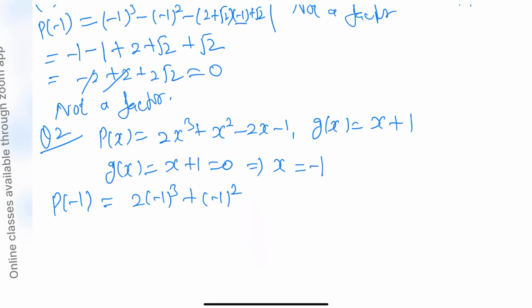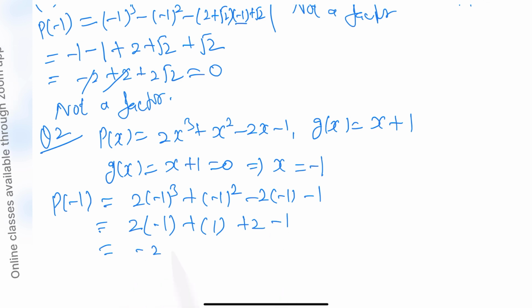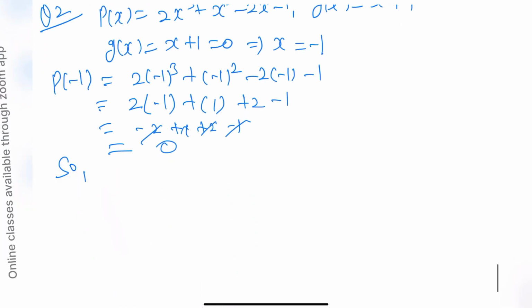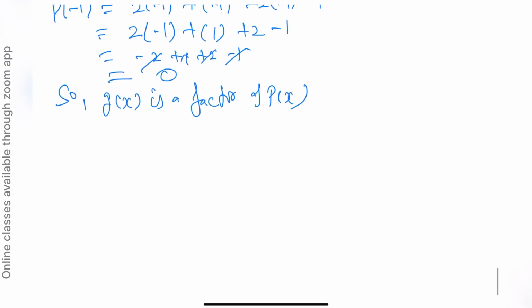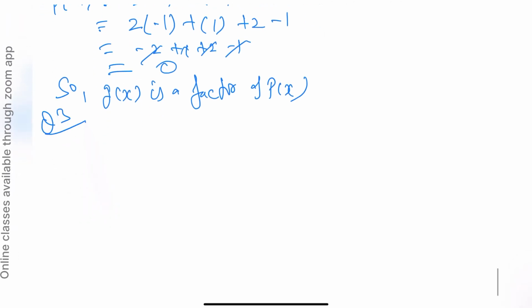So 2 into minus 1 cube plus minus 1 square minus 2 into minus 1 minus 1. So 2 into minus 1 cube is minus 2, plus minus 1 square is 1, plus minus 2 into minus 1 is 2, minus 1. So minus 2 plus 1 plus 2 minus 1. Cancelled out, we remain with 0. So in this case g of x is a factor of p of x. Similarly we can do the rest of the parts.